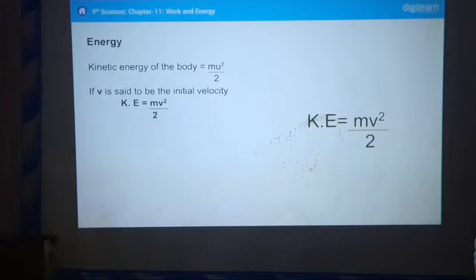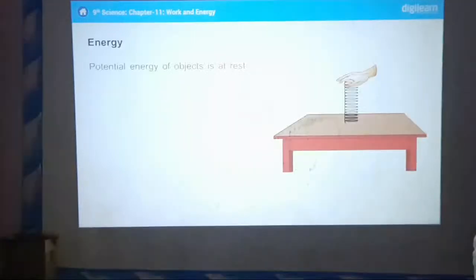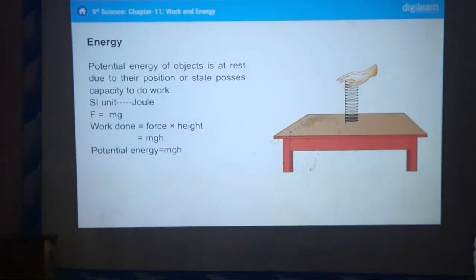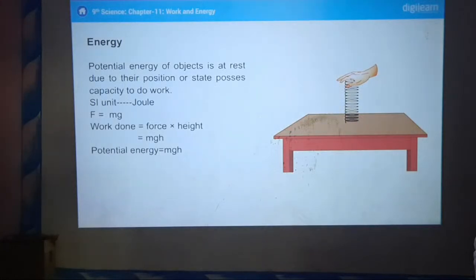If v is said to be the velocity, KE equals m v square divided by 2. Potential energy. Objects at rest, due to their position or state, possess capacity to do work. SI unit, joule. F equals mg. Work done equals force into height, which is equal to mgh. Potential energy is equal to mgh.